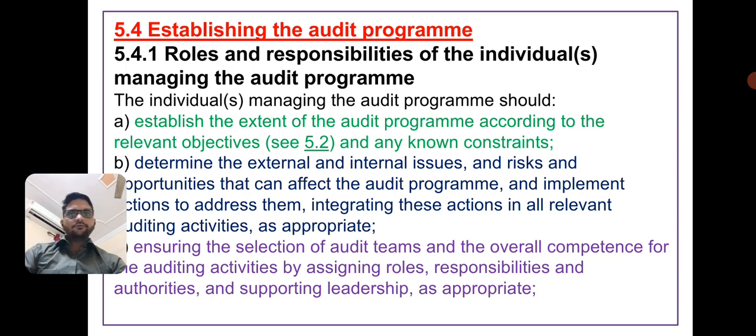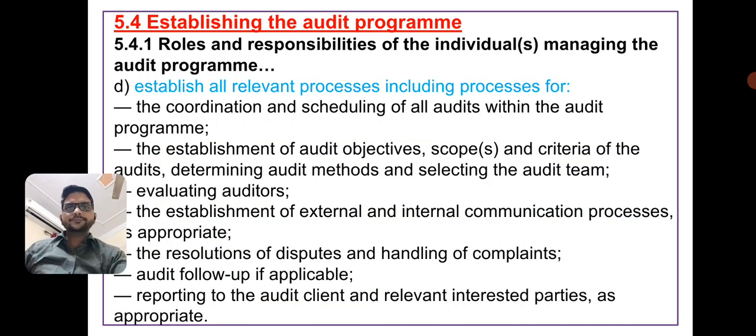Now in 5.4, subclause is 5.4.1, that is roles and responsibilities of the individual managing the audit programs. What are the roles and responsibilities? The individual managing the audit program should establish the extent of the audit program according to relevant objectives, and determine the external and internal issues, risks and opportunities, and ensure the selection of audit teams with overall competency for the auditing activity by assigning role, responsibility and authority, and supporting leaders as appropriate.